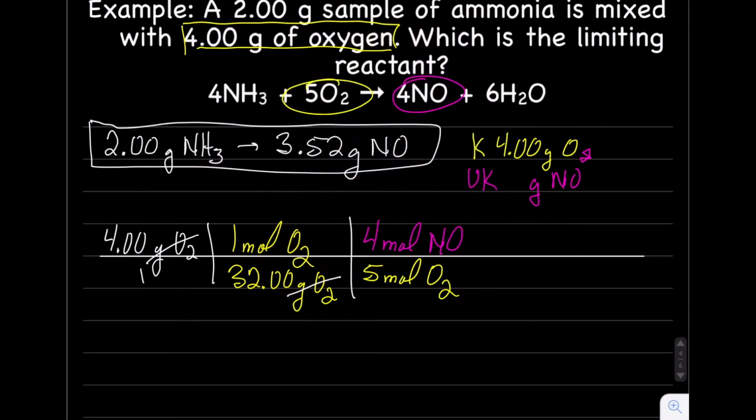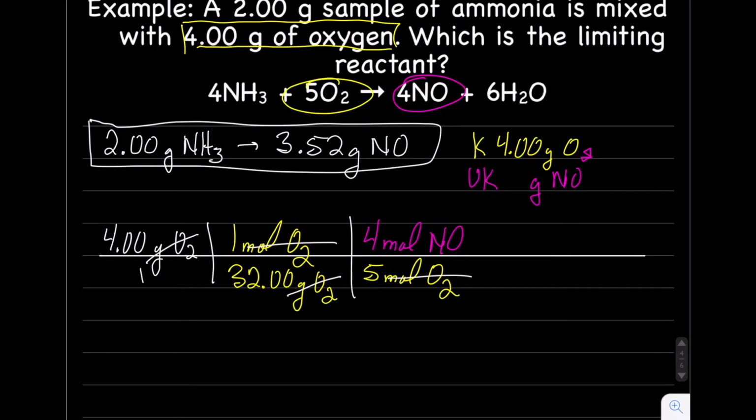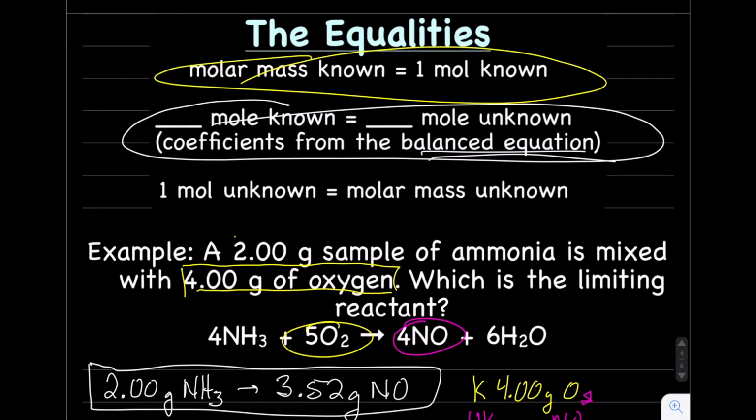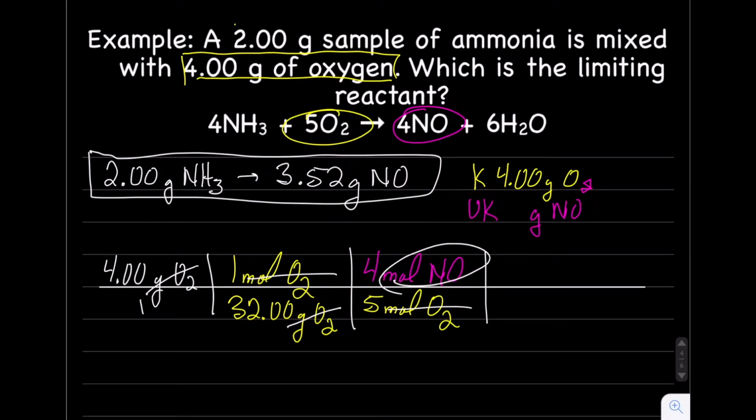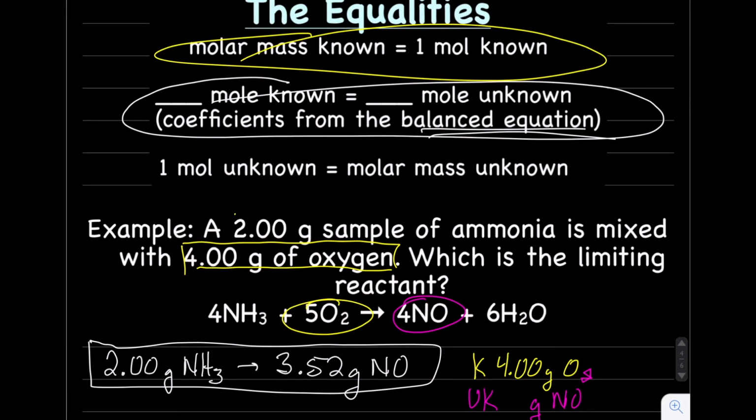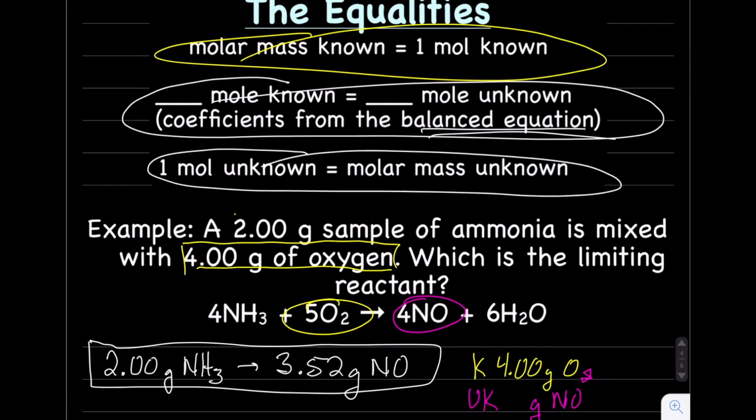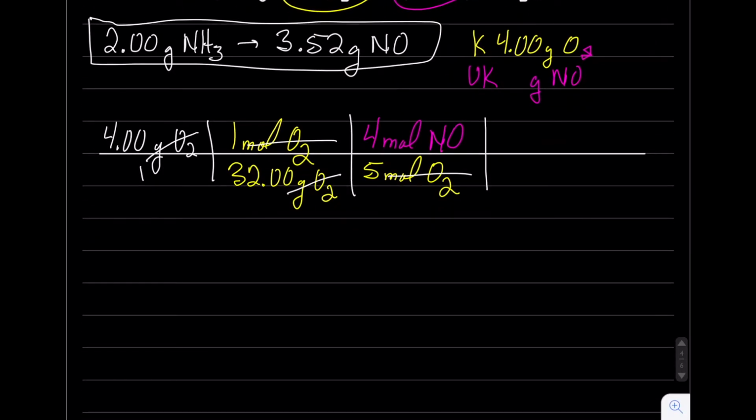All right, let's cross out our units. Mole O2 crosses out mole O2. We're at mole NO. We've got the right unit, but we still need to go to mass NO, or mass unknown. So we need to find an equality that starts with mole unknown, which is 1 mole unknown equals the molar mass of unknown.